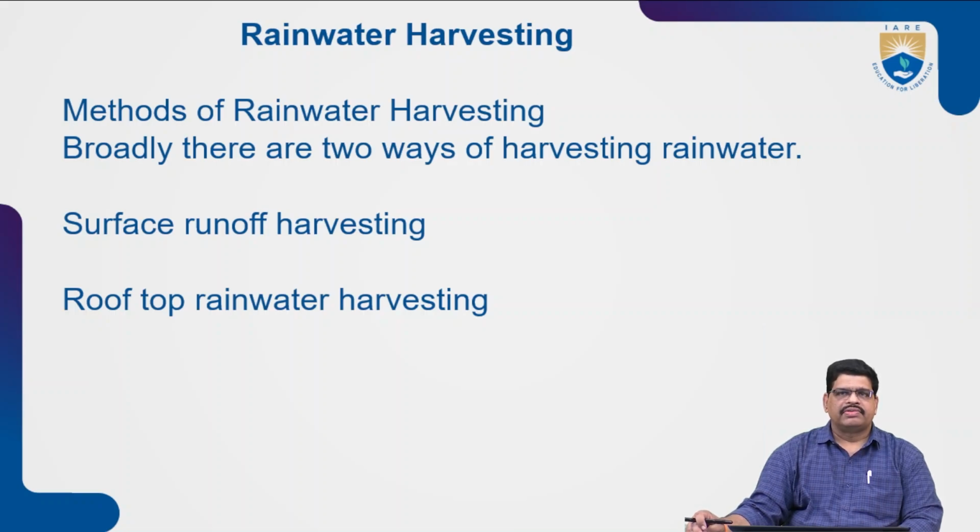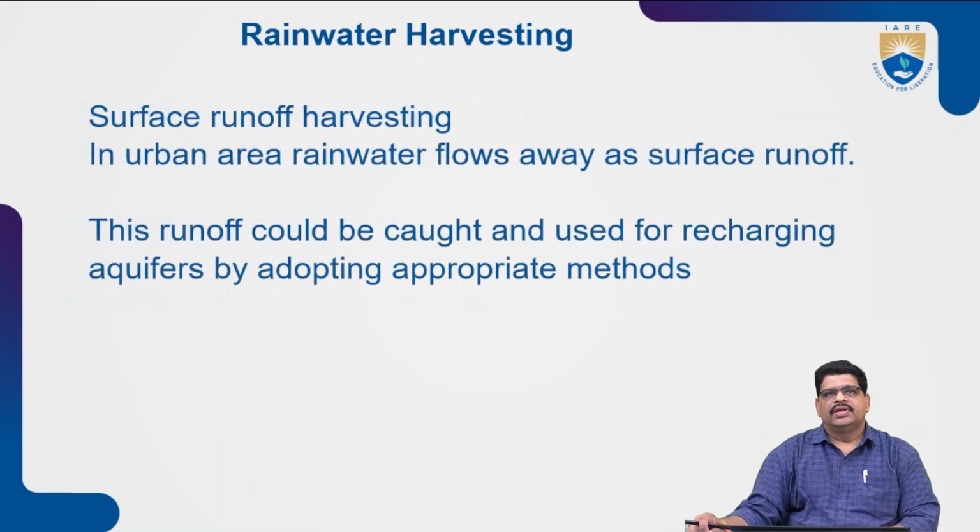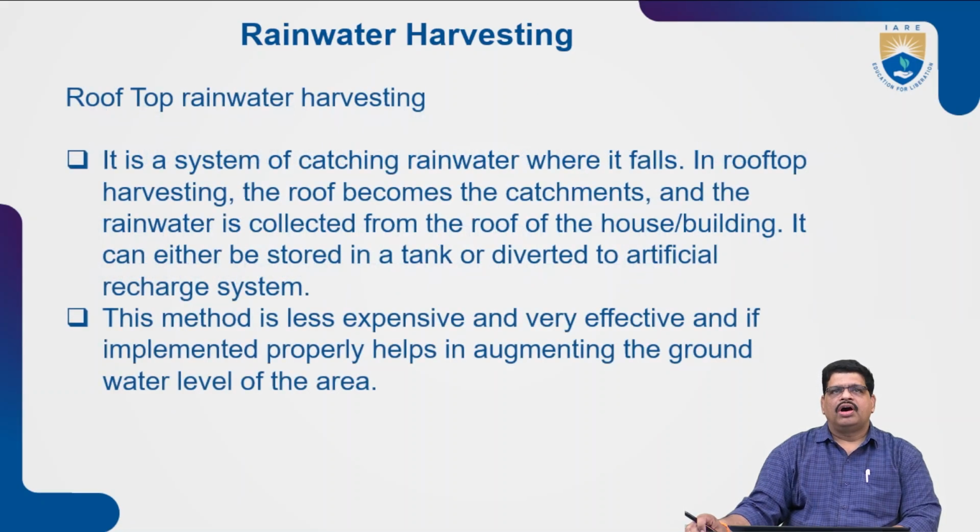Broadly, there are two ways of harvesting rainwater: surface runoff harvesting and rooftop rainwater harvesting. What is meant by surface runoff harvesting? In urban areas, rainwater flows away over the surface as runoff. That is one of the techniques. This runoff is not used for recharging the aquifers, so appropriate methods can be applied. Next, rooftop rainwater harvesting.